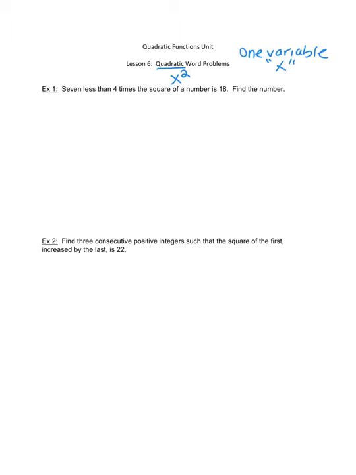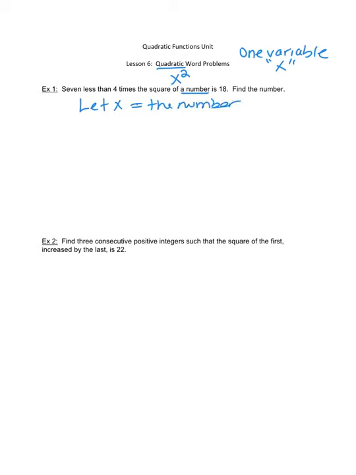Okay, so first we're going to look at just some problems where you have unknown values, numbers that we're going to be dealing with. First step is always set up let statements from earlier in the school year. So in the first example, 7 less than 4 times the square of a number is 18. Find the number. In this problem, we only have one unknown, which is this number. So let x equal the number.